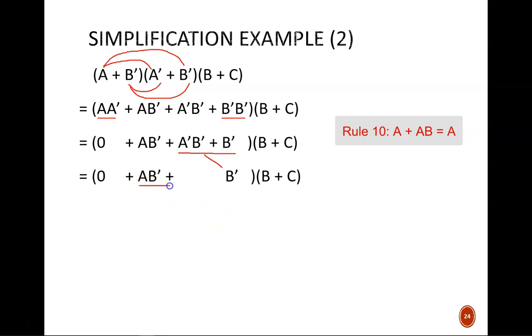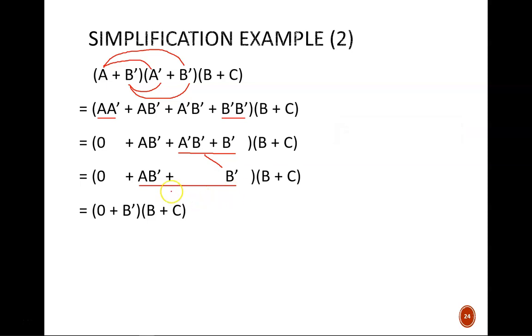And look at this, we can apply rule 10 again with B prime or B prime A. In the next step, we see 0 or B prime. We know anything ORed with 0 equals itself, rule 1. So that whole distribution results in simply B prime. Now we involve this tag along B or C by distributing the B prime. Finally, we notice B prime ANDed with B. Anything ANDed with its complement is 0, rule 6, and then anything ORed with 0 is itself, rule 1, leaving us with B prime and C.